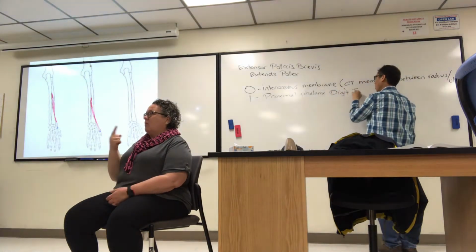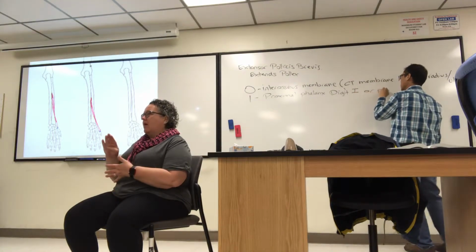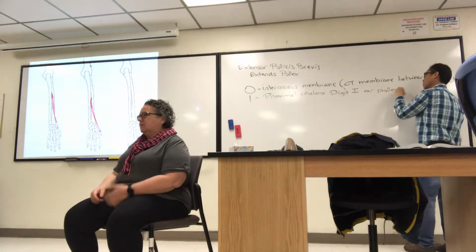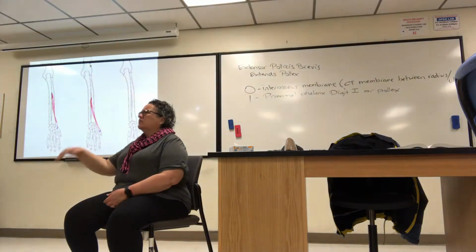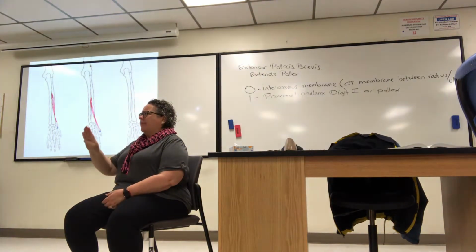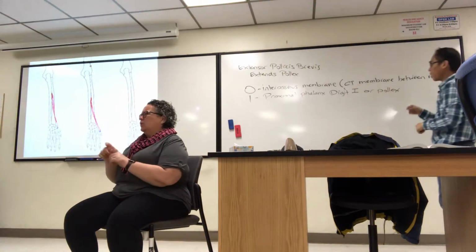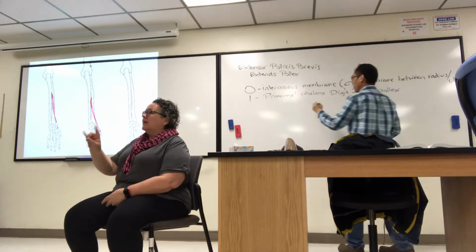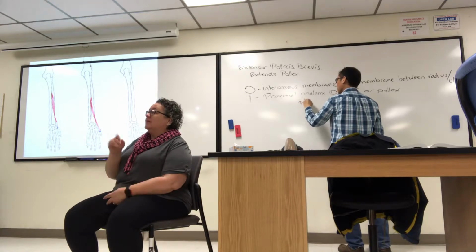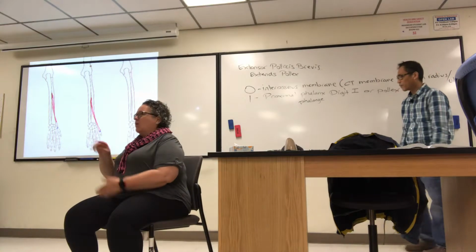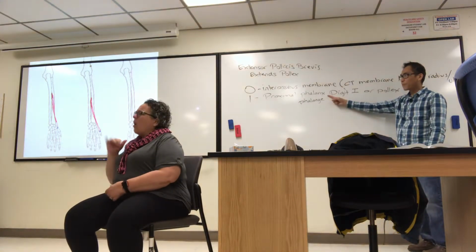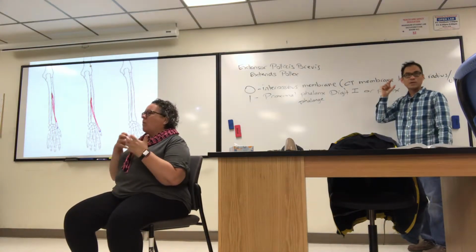So you can put digit 1 or you can put pollicis. Don't put thumb. Thumb is not an anatomy word. Okay, it's kind of an everyday language word. So put digit 1 or pollicis. And don't put phalange. That's another common misspelling on the test. You think it's singular for phalanges, but phalanx is the proper singular word.